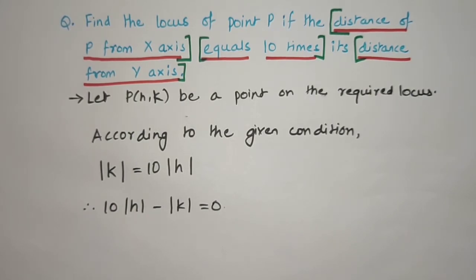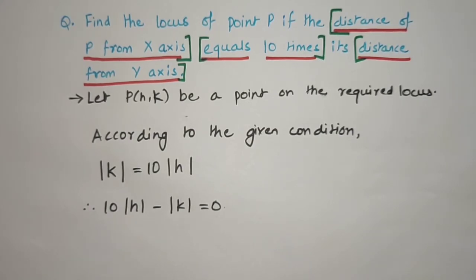Now for the third step. The third step says you need to eliminate all variables other than h and k. Now go back to the equation. Do you find any variable other than h and k in this equation? No, the equation is 10 times mod of h minus mod of k equals 0. So there is no variable other than h and k. So we don't have to use our third step.